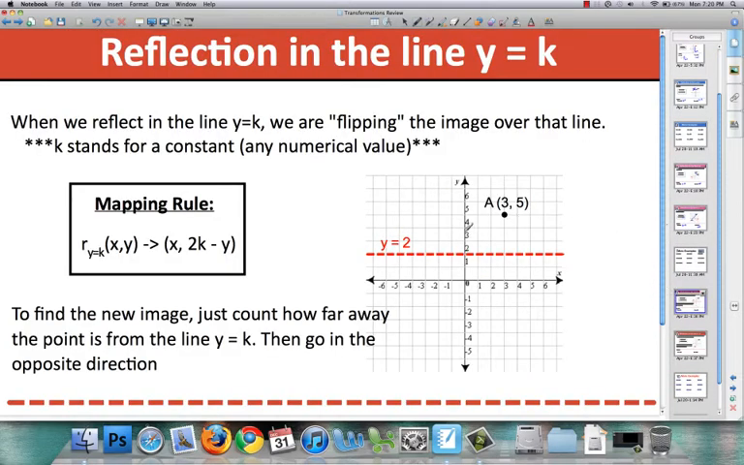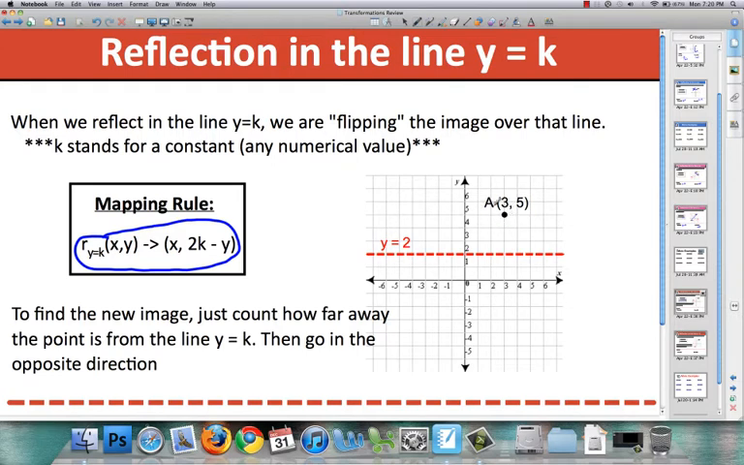So now what happens if we have to reflect it over a line? This is where counting how far it is really comes in handy, because honestly, you're probably not going to remember this rule here. So sketching out a quick little diagram of the information you have and then counting how far away it is from that line is probably the easiest way to go.